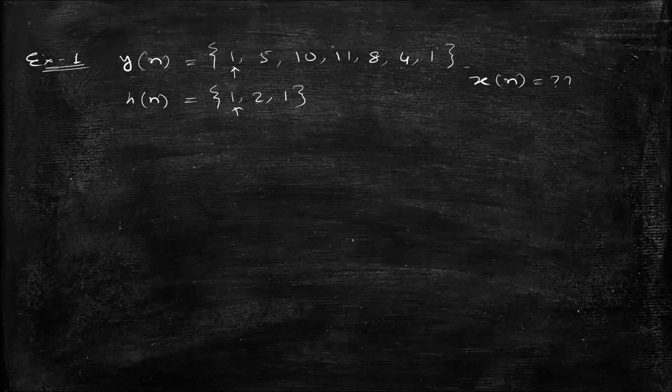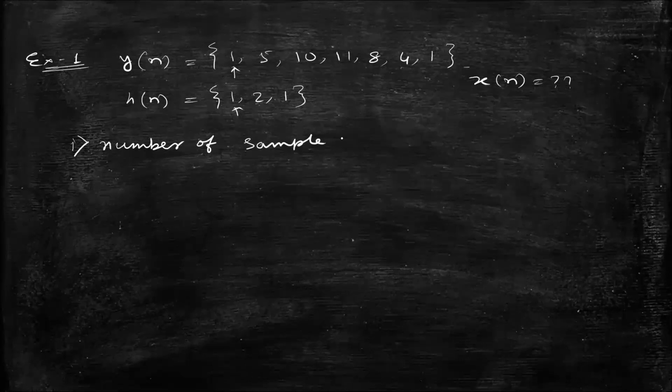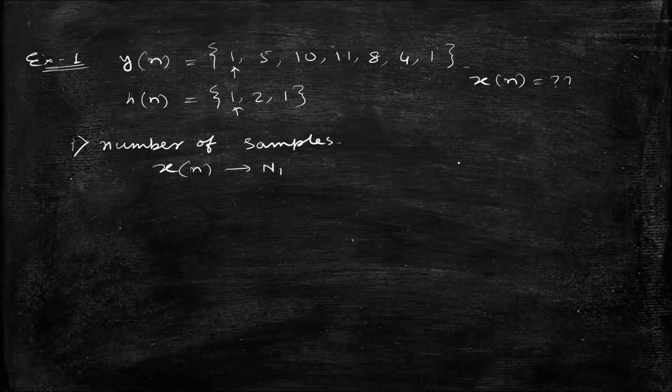First of all I have to do some calculation: the number of samples. In case of convolution, if x of n started from n1 and h of n started from n2, then y of n had a length of n1 plus n2 minus 1. That was in convolution.